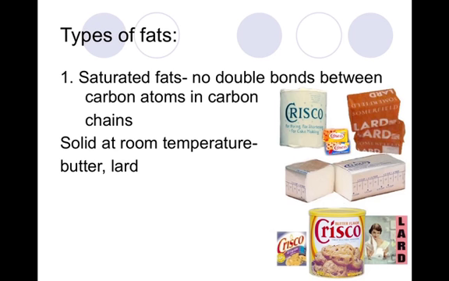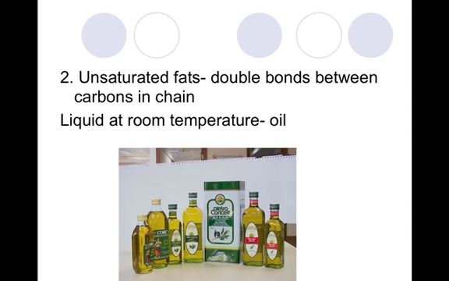There are three different categories of fats that I want you to know. First is saturated fats. They are solid at room temperature. You need to know that. They are single bonded. Next are unsaturated fats. These have double bonds in their carbon chain. You need to know that for the test. And they are liquid at room temperature.